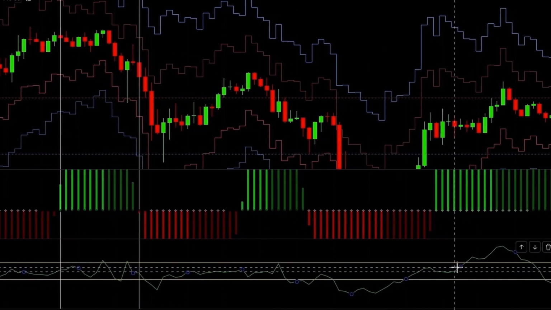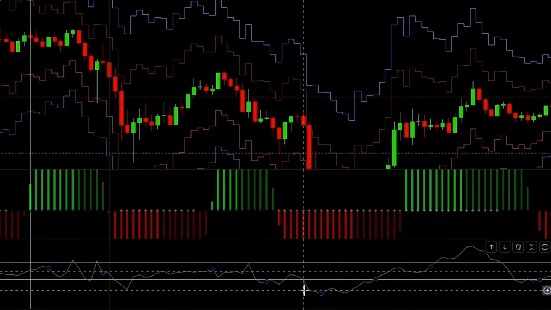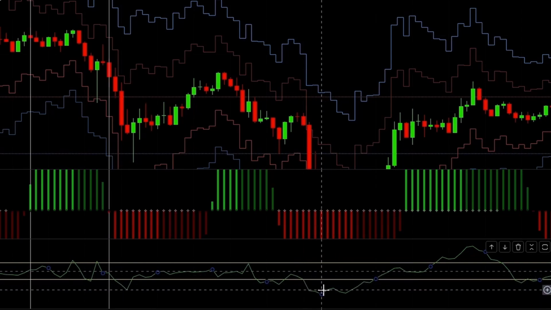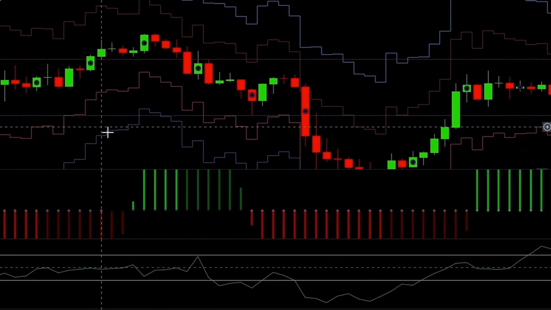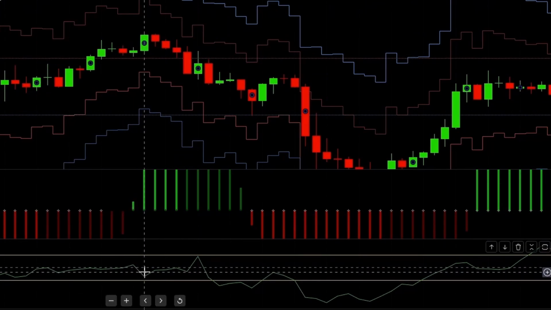If the CMF is above the long limit level, like here, long entries are allowed. If the CMF is under the short limit level, like here, short entries are allowed. Let's see a few examples. So here is a potential long entry, but the CMF is between the two lines, so there is no entry.